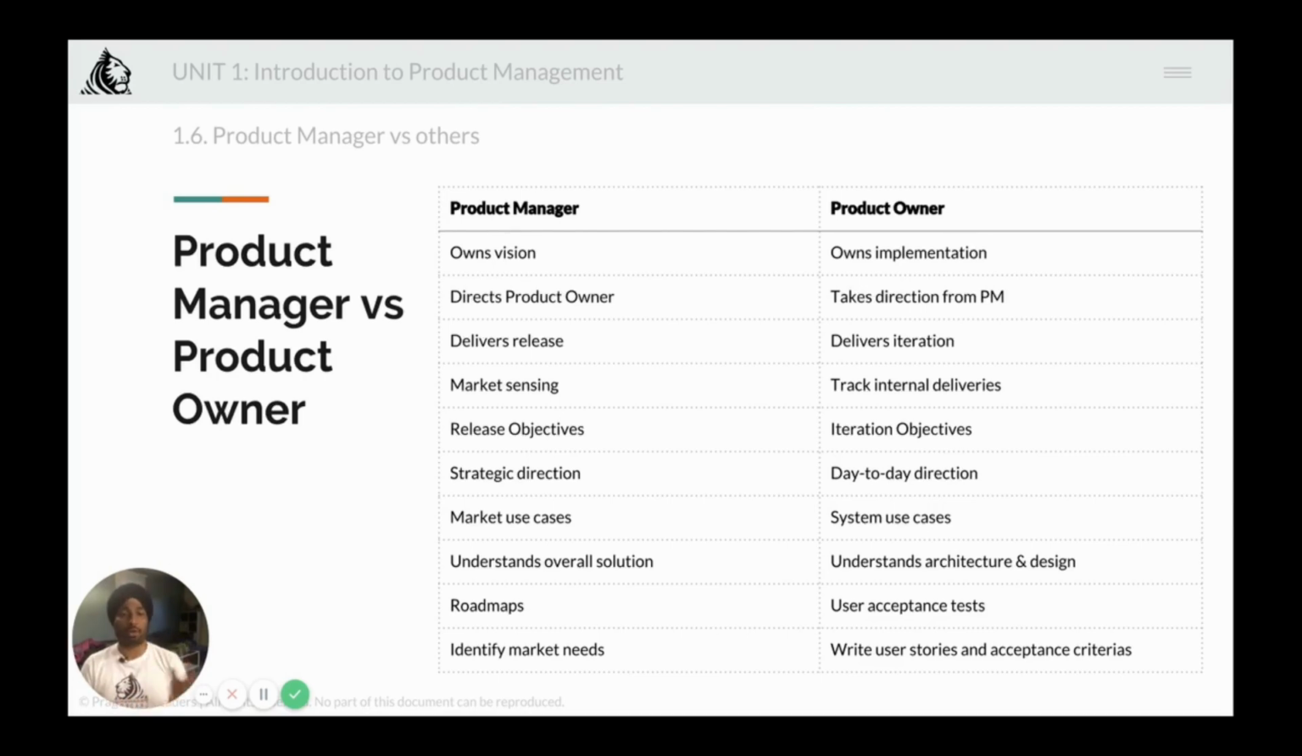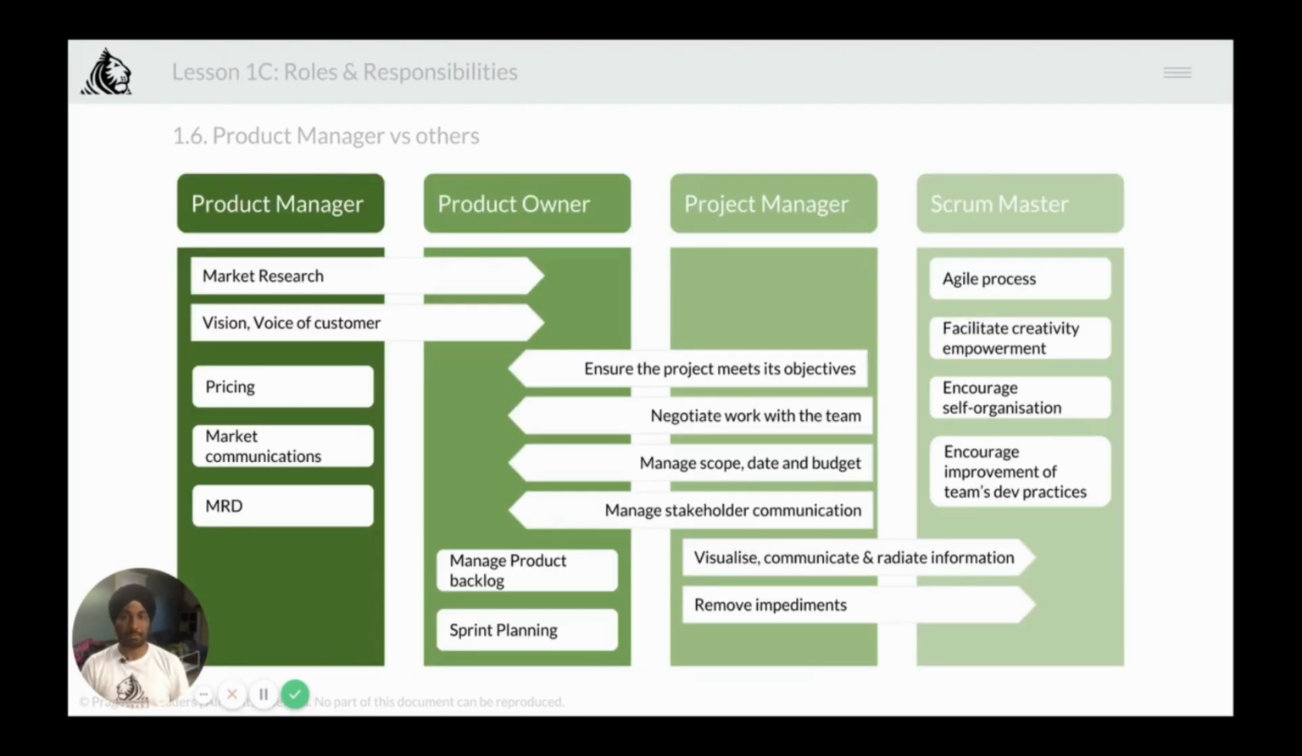Product manager owns, while product owner takes care of implementation, takes direction from PM, delivers the iteration, tracks the internal deliveries, iteration objectives, day-to-day direction, and so on. They should give you a very good understanding of what these different roles entail.